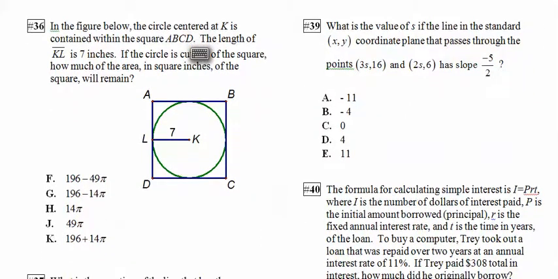36. In the figure below, the circle is centered at K and is contained within the square. If the circle's cut out, how much area remains? So we need the square, which is 2 sevens, 14 squared. We've got to cut out the circle. Minus pi times 7 squared, which is 49. So we should get 196 minus 49 pi.